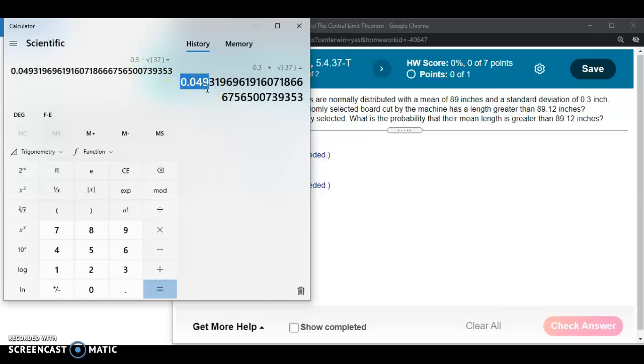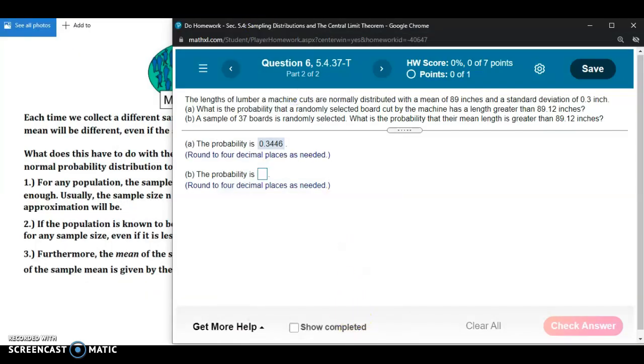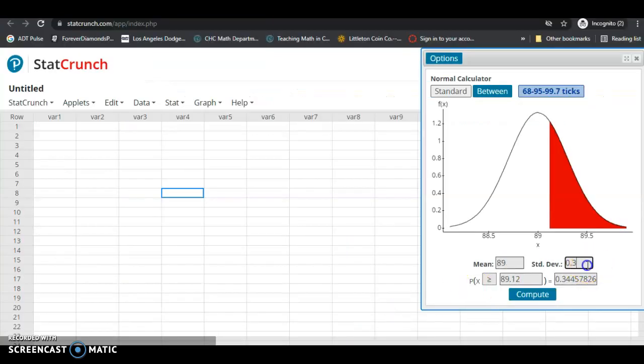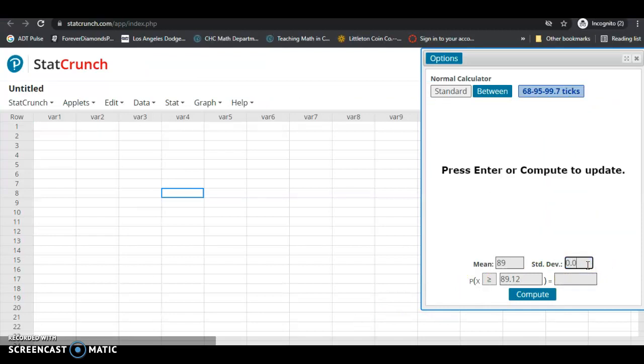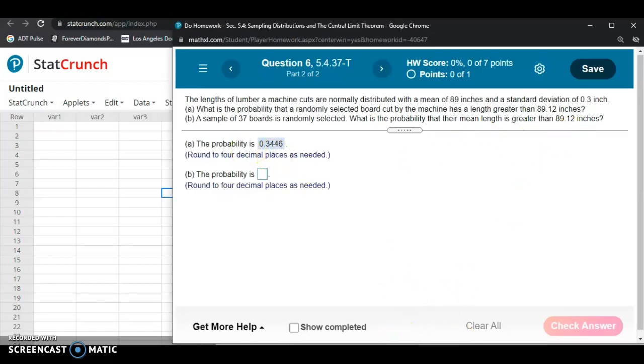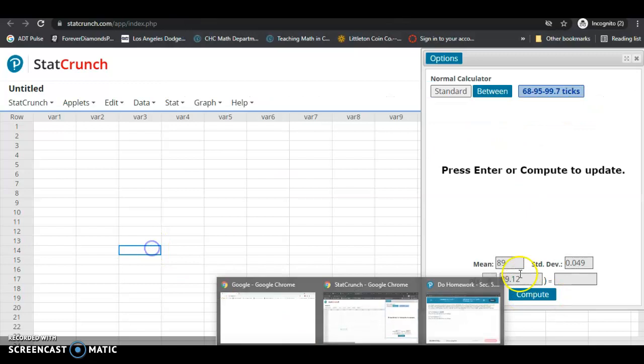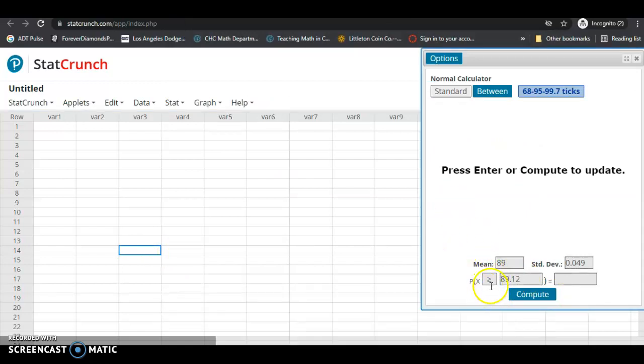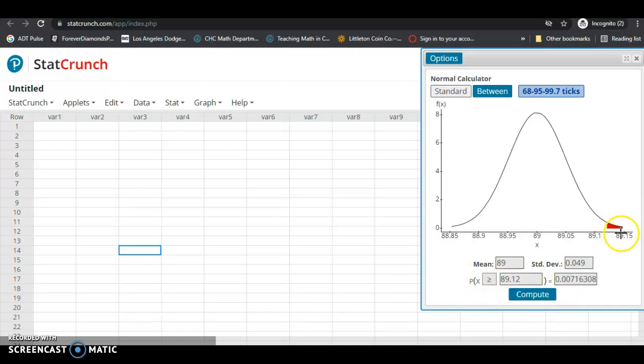I would say go ahead and round it to 3 decimal places. So the standard deviation for the mean, go ahead and round it to 3 decimal places. So we get 0.049. That's the standard deviation of the sample mean. It's actually smaller than the standard deviation for the population. And we want to know the probability that the mean length of these 37 boards is greater than 89.12. Everything else is the same. The greater than or equal to 89.12 stays there. Click compute, and we get the probability.